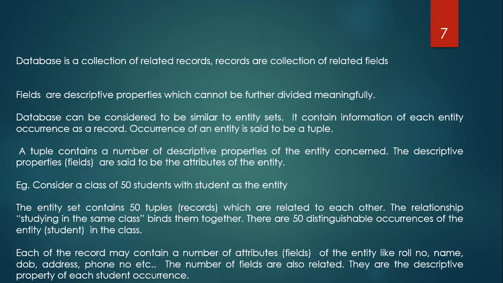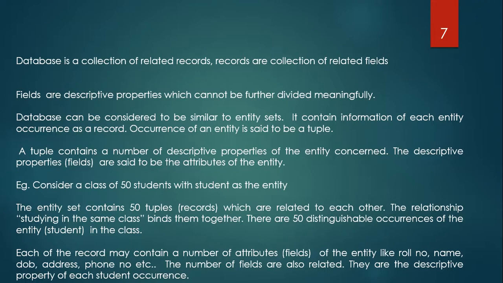Fields are descriptive properties which cannot be further divided meaningfully. So records are collections of related fields, and fields are descriptive properties, just like what we covered as the attribute. So fields are the attributes which cannot be further divided meaningfully. That means it is atomic. The fields or the attributes are atomic. That means if name is considered as an attribute, there is no point in saying the first letter of the name, second letter of the name, third letter of the name.